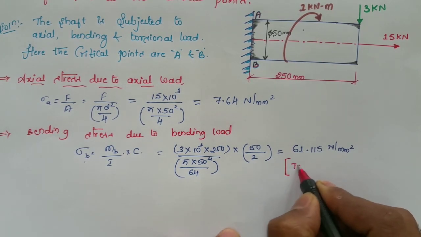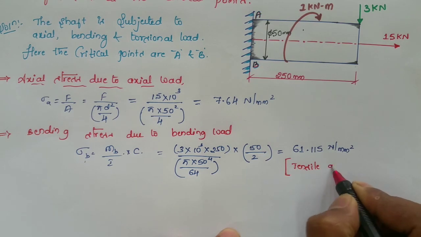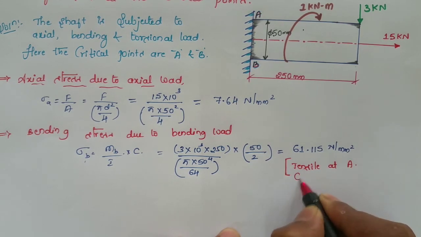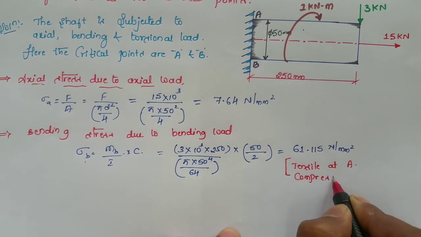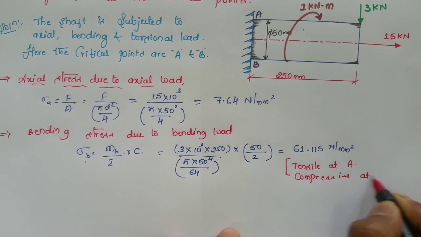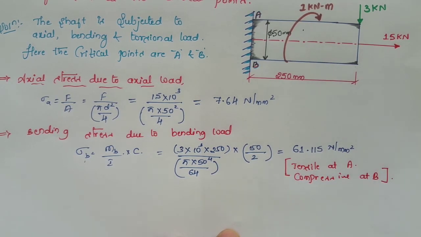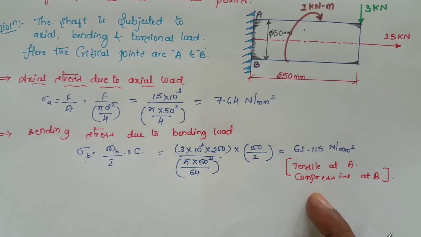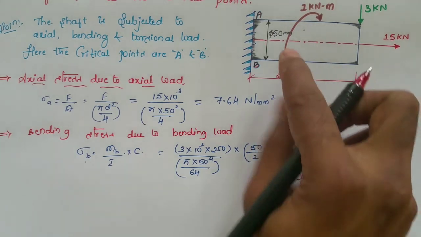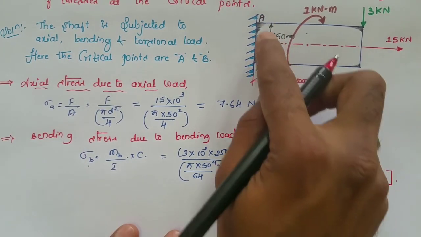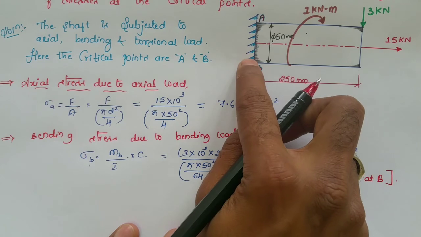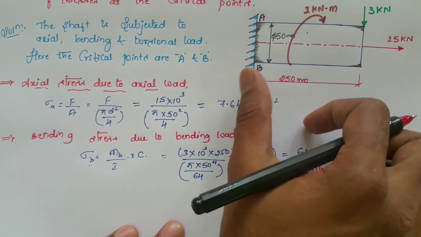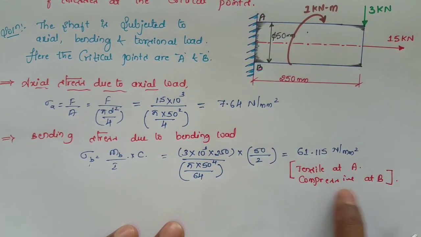So what does this mean? Tensile at A but compressive in nature at B, because when we are calculating the maximum principal stress and the minimum principal stress, we require this condition. So we will try to remember this point by looking at the problem, because the top layer of this member is subjected to tensile stress and the bottom part will be subjected to compression.